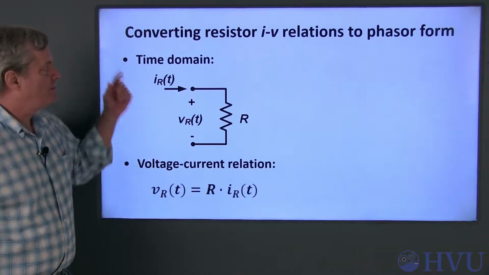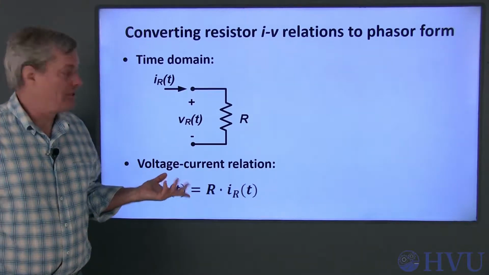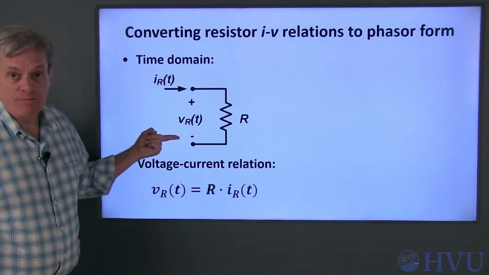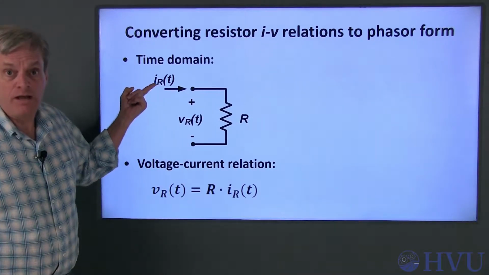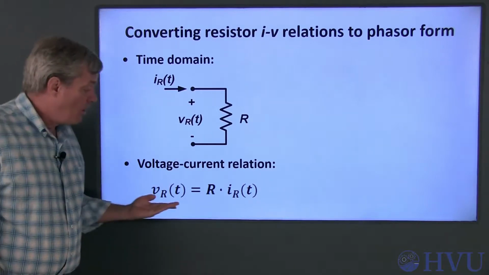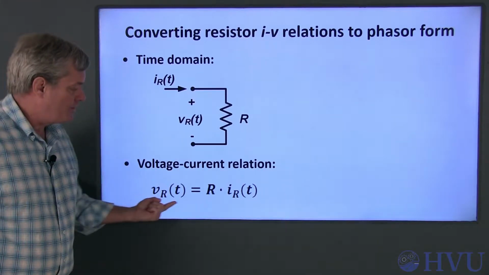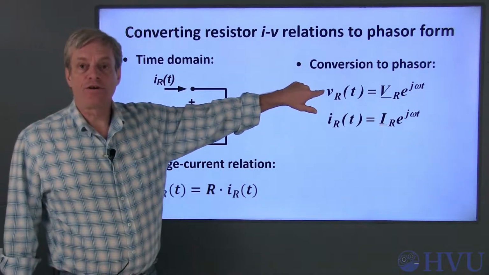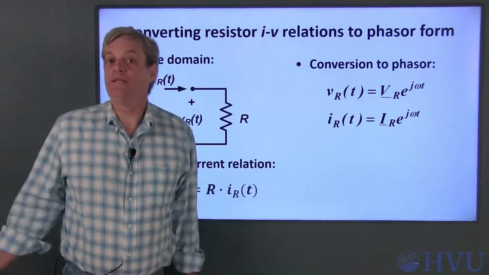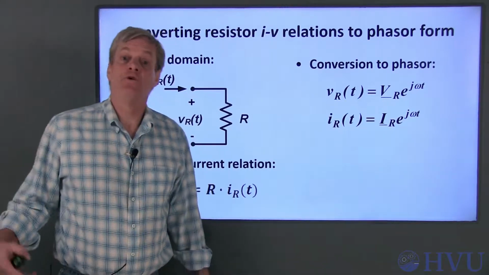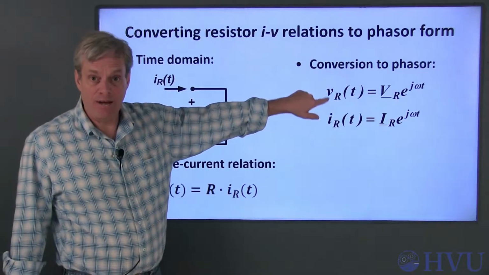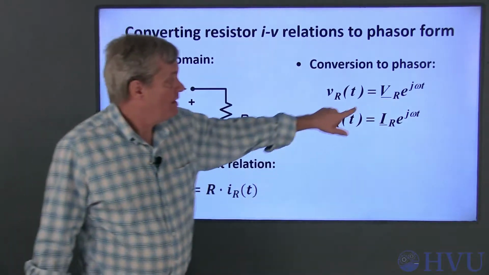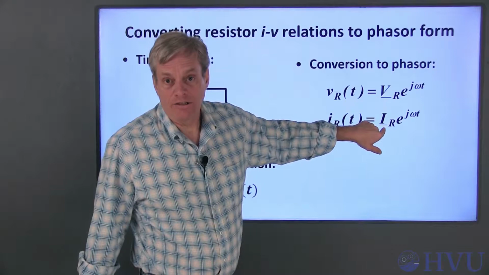First, let's determine the frequency domain voltage-current relationships for resistors. In the time domain, the voltage V_R(t) and I_R(t) are both functions of time. Ohm's law tells us that the voltage is equal to resistance times the current. If the voltage and current are both sinusoids and we're only interested in the steady-state response, those signals can be represented as complex exponentials whose magnitude and phase angles are in phasor form, V_R underscore and I_R underscore.